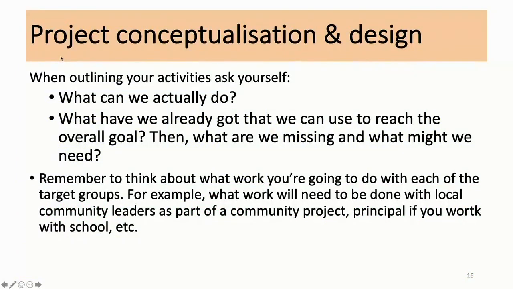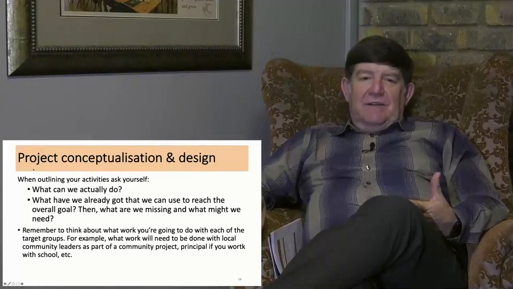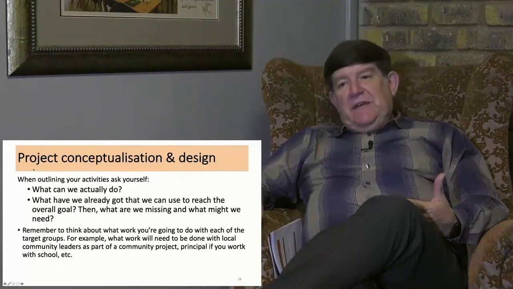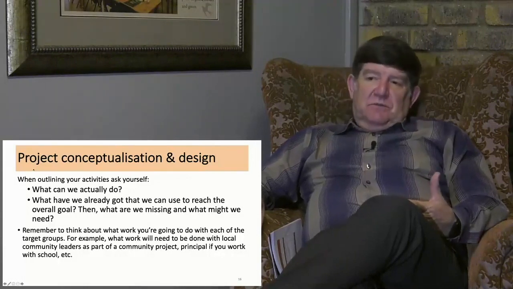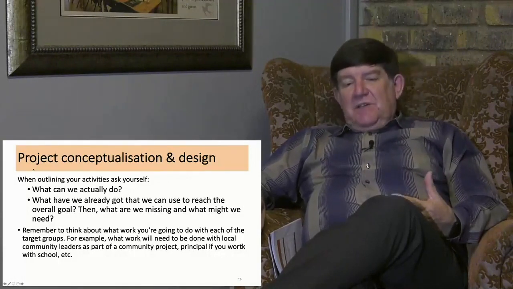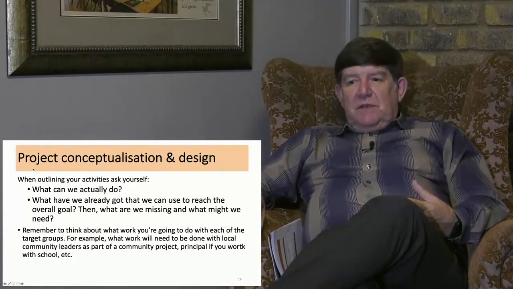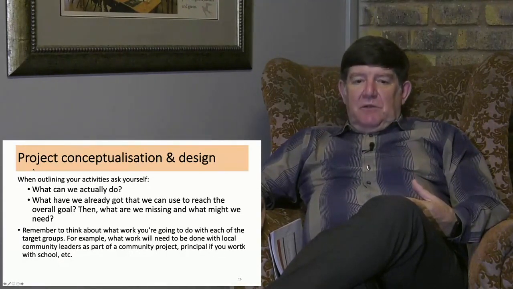When outlining your activities, you need to ask yourself, what can we actually do in 5 months with a limited budget? On the South African side, 10,000 euro is in the order of 160,000 rand. A 15,000 euro budget is in the order of 220,000 rand. So it's not millions that you have available to achieve this project. It's a very, very limited amount of money.